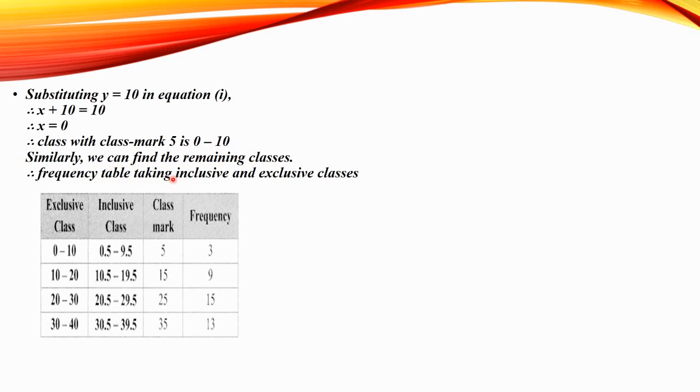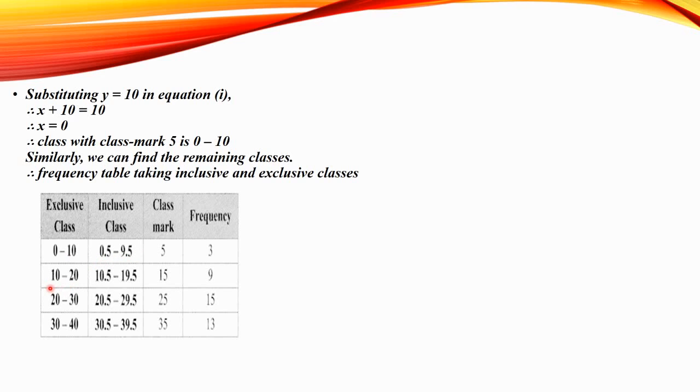The exclusive classes will be 0 to 10, 10 to 20, 20 to 30, 30 to 40. Now to find the inclusive classes, which means the classes are disjoint, we subtract 0.5 from the lower limit and add 0.5 to the upper limit. So we get here 0.5 to 9.5.